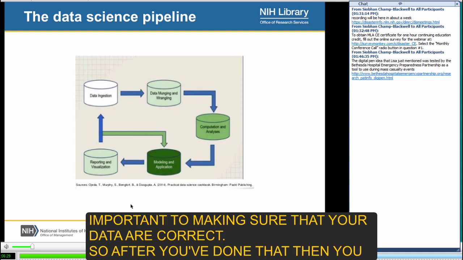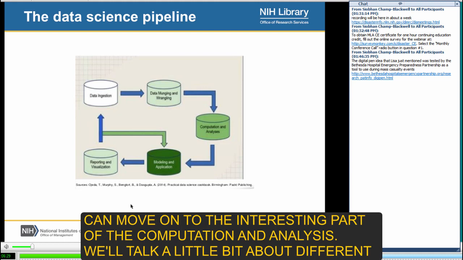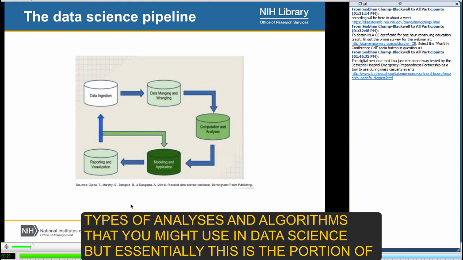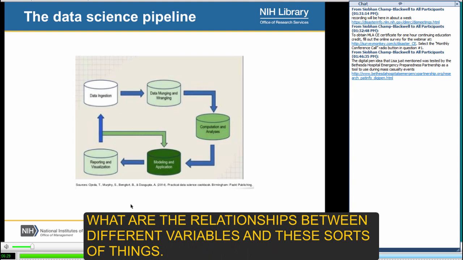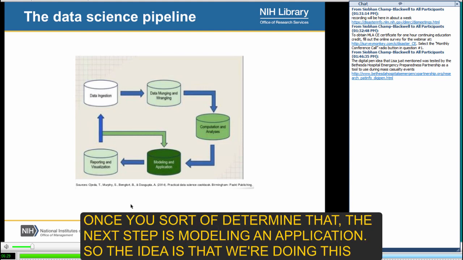After you've done that, then you can move on to the interesting part, the computation and analysis. We'll talk a little bit about some of the different types of analyses and algorithms that you might use in data science. But essentially, this is the portion of the pipeline where you are identifying patterns in data and finding that meaning. So, what are the relationships between different variables, and these sorts of things.